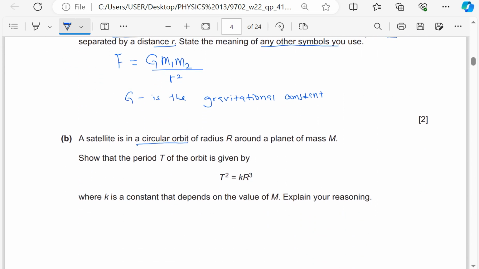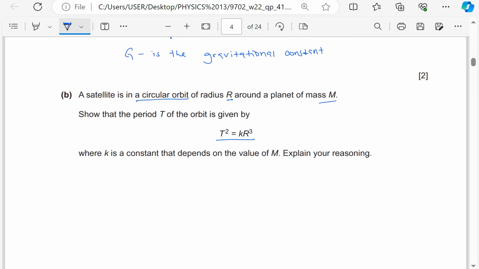A satellite is in a circular orbit of radius r around a planet of mass capital M. Show that the period T of the orbit is given by this. This is sometimes called Kepler's third law. Because it is in a circular orbit and the force acting between the satellite and the planet M is the gravitational force, we shall simply say the gravitational force provides the centripetal force, or it provides the centripetal acceleration. Because the question says you should also explain your working.